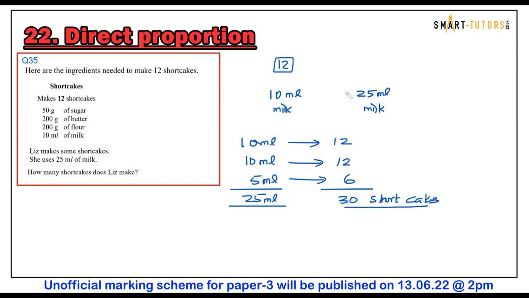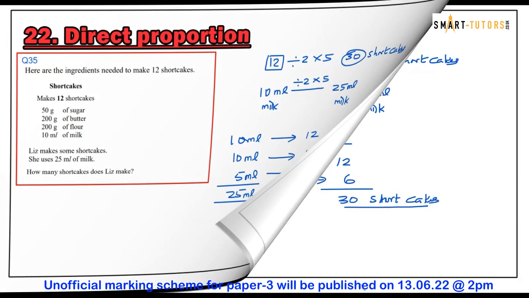If you want, you can do it this way. So 10 and 25, how to do 10 to 25? 10 is going to be divided by 2 and then times by 5. So you do the same operation, divide by 2, times by 5. 12 divided by 2 is 6, times 5 is 30 shortcakes, right? So whichever method you do, the answer for this one is 30 shortcakes you can make.